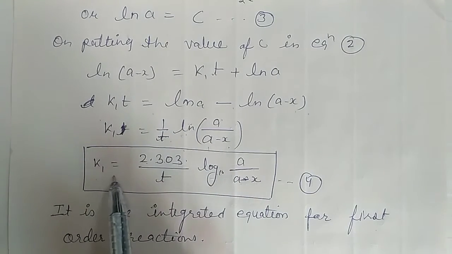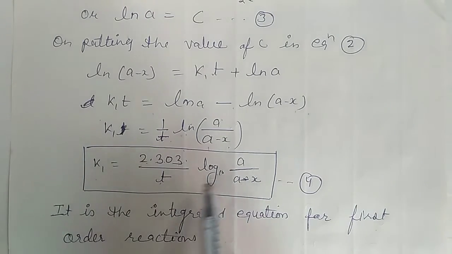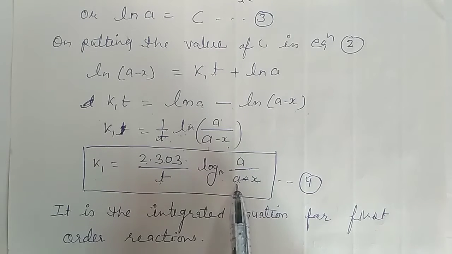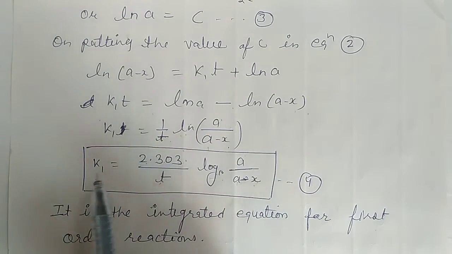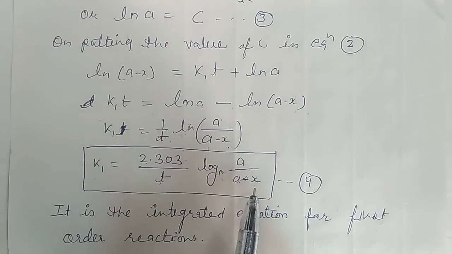So we can say k1 is equal to 2.303 upon t log base 10 a upon (a minus x), where a is the initial concentration and x is the concentration of the product. It is the integrated rate equation for a first order reaction.